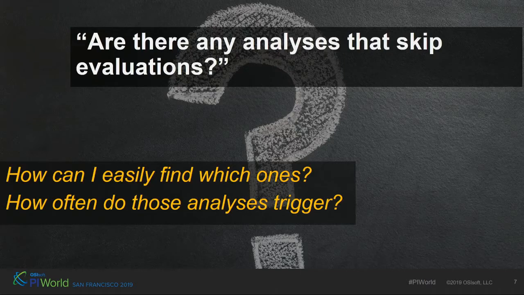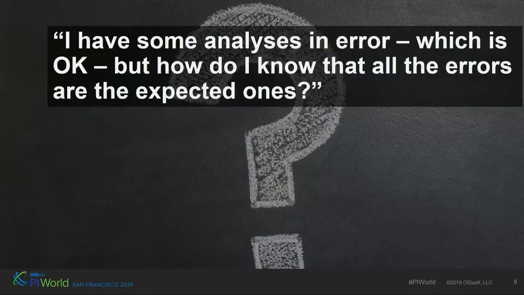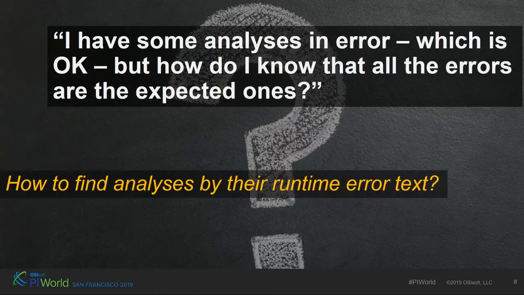And let's see also how often some of those analyses trigger which skip. It means they might trigger really often. So I have some analyses in error. Some customers have huge systems, like hundreds of thousands of analyses. Some are in error, that's fine. They're supposed to be in error because maybe they haven't been hooked up. But how can I be sure that any other analysis is not in error? Can I find analyses which are in error by their error text and make sure that everything else is running?